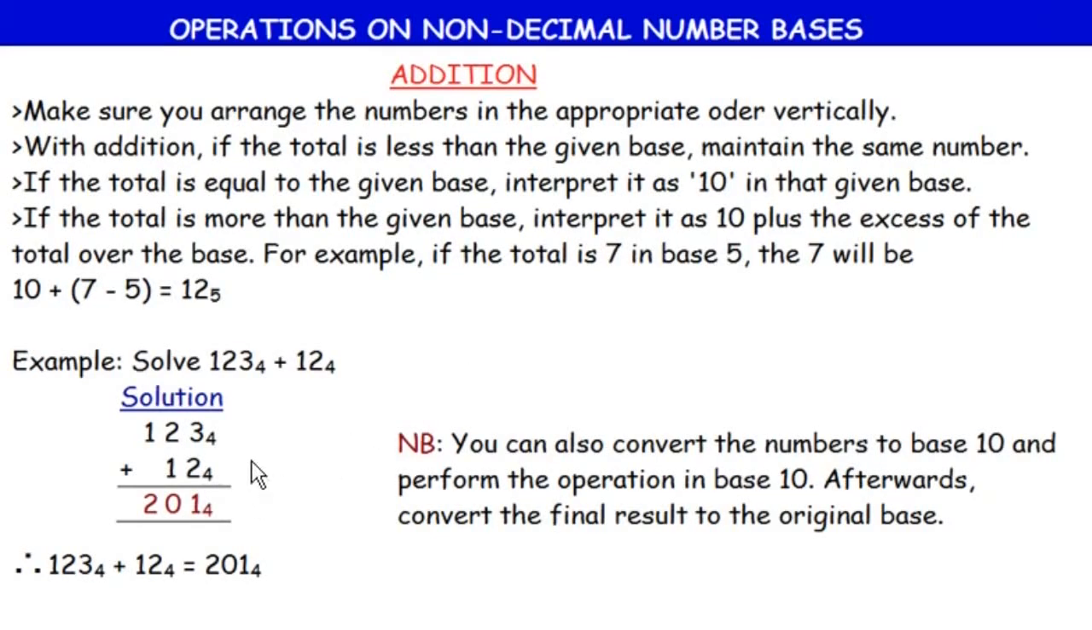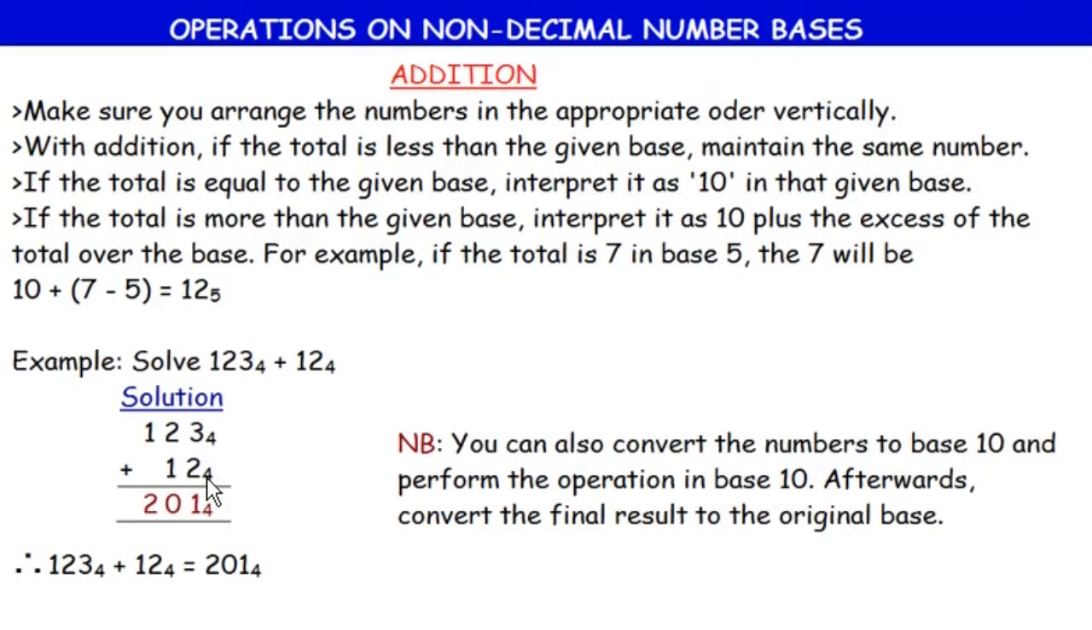Since we are adding in base 4, every total we get has to be converted to base 4. That is the basic approach. So we have to solve 123 base 4 plus 12 base 4. What is 3 plus 2? 3 plus 2 is 5.